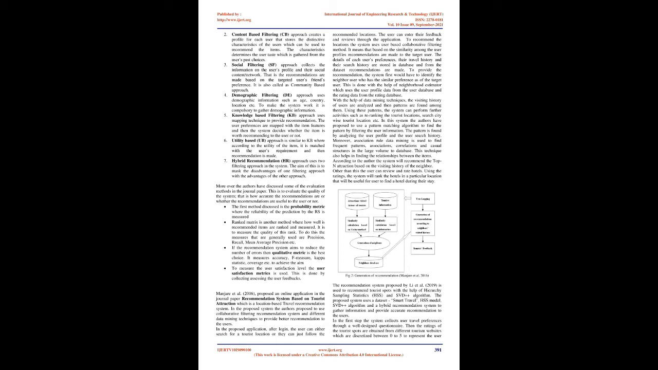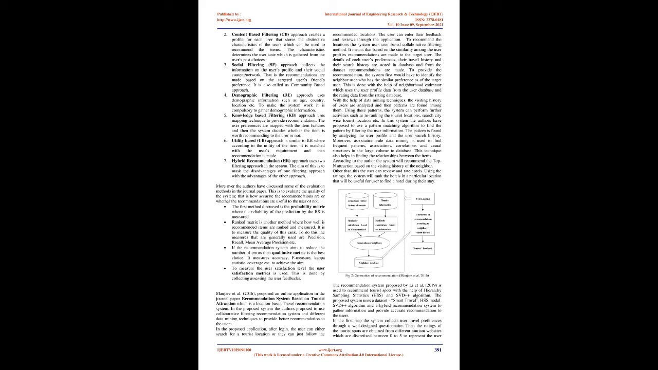In the first step, the system collects user travel preferences through a well-designed questionnaire. Then the ratings of the tourist spots are obtained from different tourism websites, which are discretized between 0 to 5 to represent the user satisfaction level, where 0 is the lowest and 5 represents the highest. This forms the dataset known as Smart Travel.